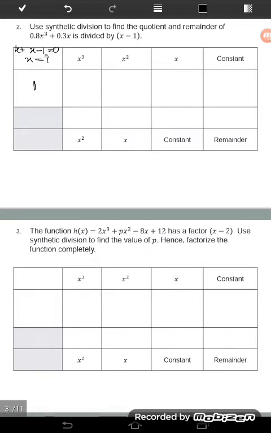So put 1 here. Okay, and then here the coefficient of x cubed which is 0.8, and then the coefficient of x squared. Okay, so there is no x squared, so it's 0. And then the coefficient of x which is 0.3, and then the constant is 0. And then bring down 0.8.